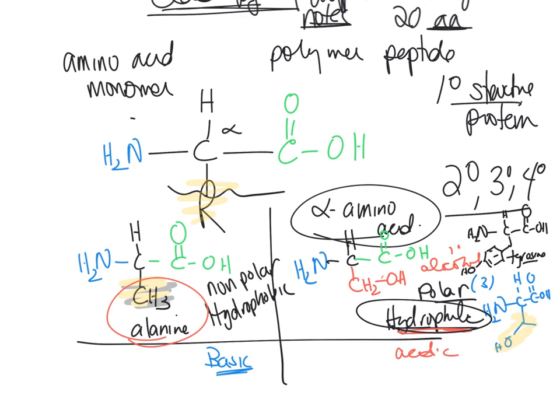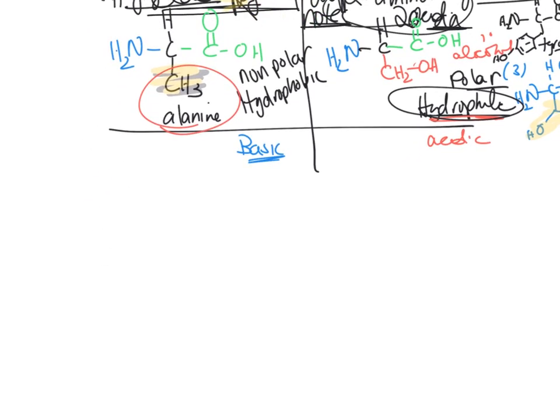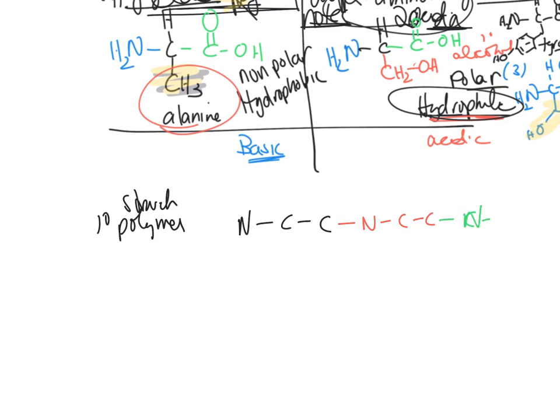We got alanine. If R is just an H, that's glycine. Okay, and that's the only one that is achiral. Every one of the others is chiral, and they are L amino acids. And when you put these together to make a primary structure, you go from the N and you do NCC, NCC, NCC, and this is going to be a tripeptide.